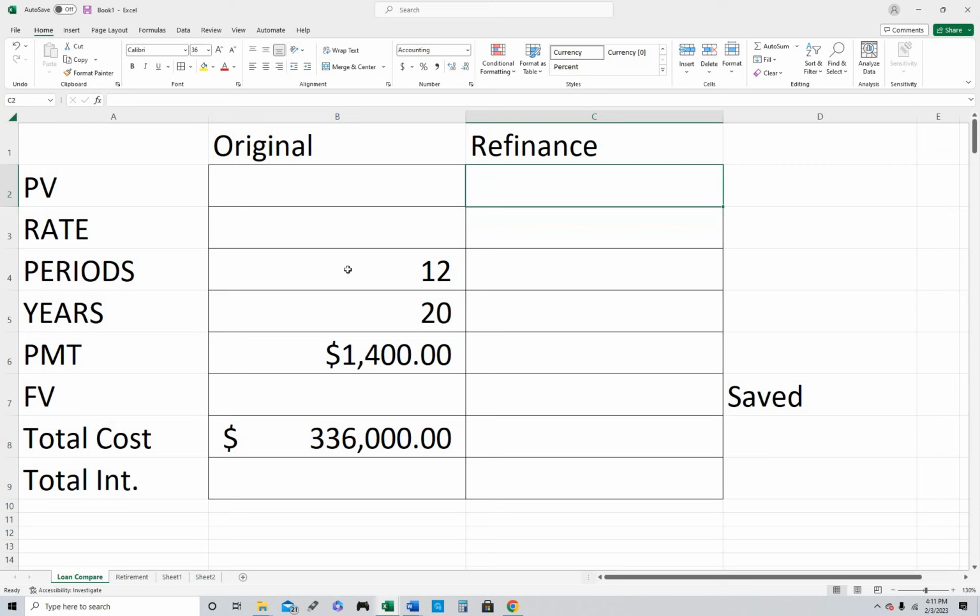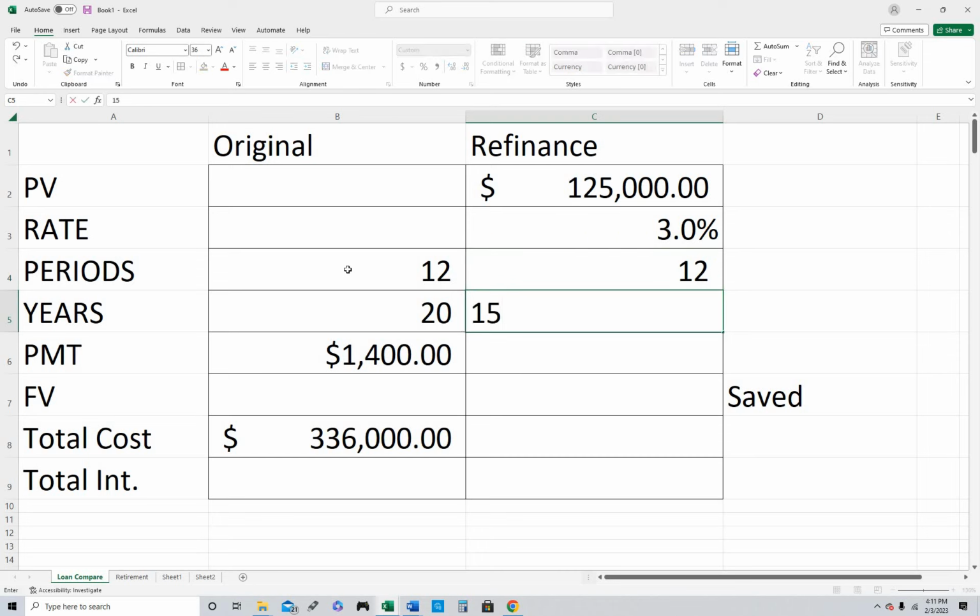Now, we're going to go to the bank and we're going to refinance. The remaining balance on our loan is $125,000. The new rate will be 3%. It's still going to be compounded monthly, and we'll have only 15 years to pay it off. We need to figure out what our payment's going to be, and the future value will, of course, be 0. That's how much you're going to owe on that loan when the bank is done.